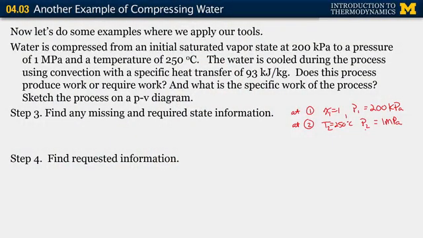For this problem, I want to simplify the process a little. These state conditions are actually outside the range of what our online calculator will provide.